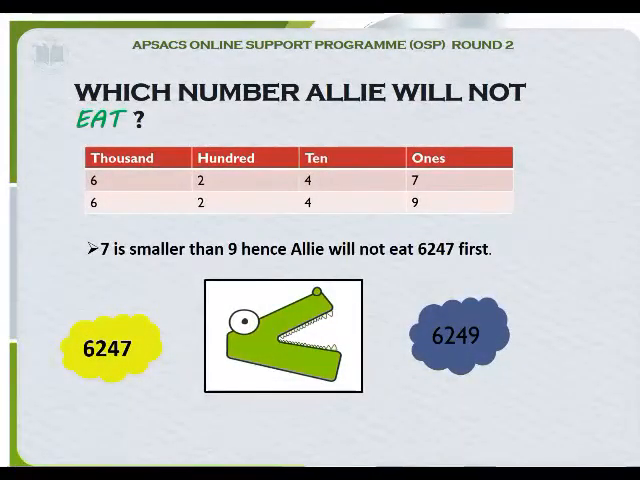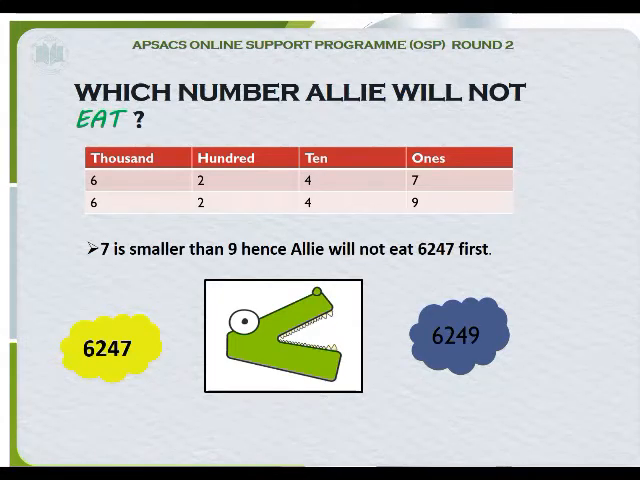Now I have one more example for you. Which number Ellie will not eat? And I have two numbers again, 6247 and 6249. As I told you in the previous example that we always start comparing numbers from the highest place value.